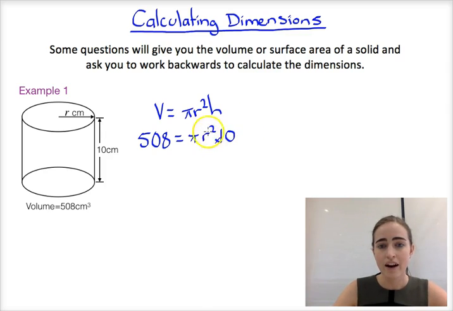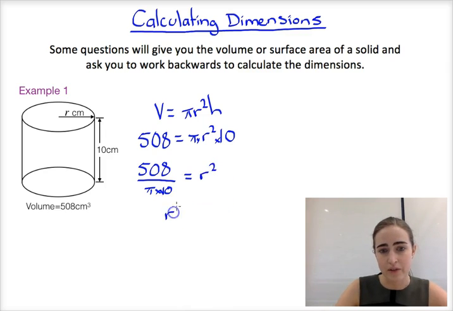So to find that r squared, we want to get rid of that pi and we want to get rid of the 10. So because they're both attached to that r squared term by multiplication, we're going to do the opposite, we're going to divide. So we're going to divide this whole side by pi times 10, which means that we have to divide the other side by pi times 10 as well. So we're going to end up with 508 divided by pi times 10 is equal to r squared.